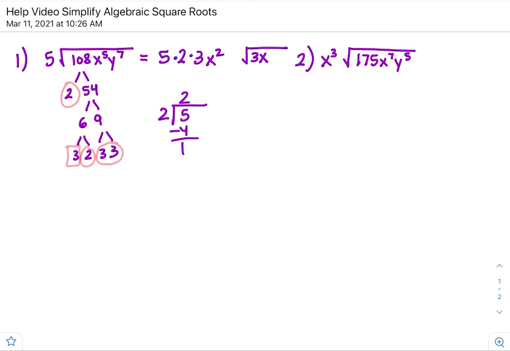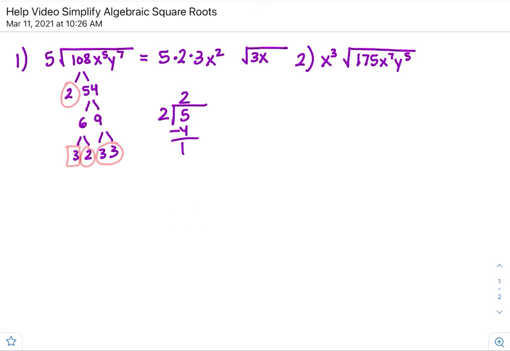And the reason for that, you guys, is because the square root of x to the fifth can become the square root of x to the fourth and the square root of x. We know what the square root of x to the fourth is. What times itself is x to the fourth? That would be x to the second, which is why that's on the outside, and on the inside we have the square root of x. Just to give you guys some background.